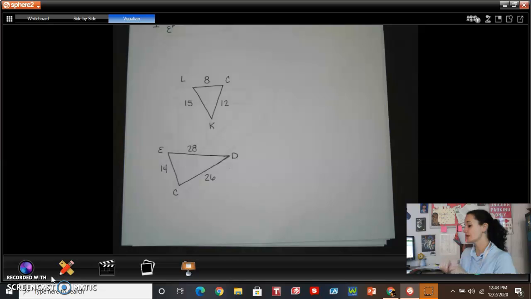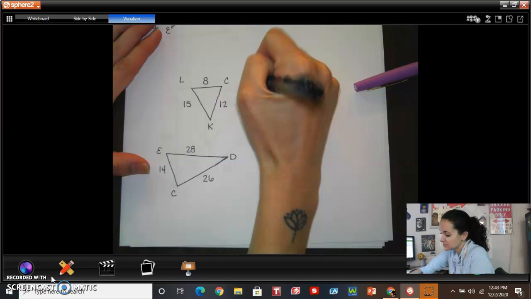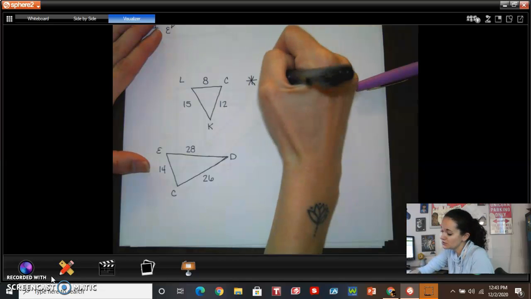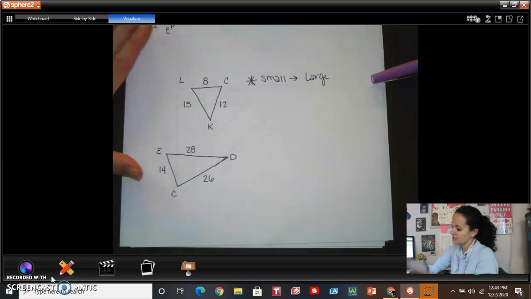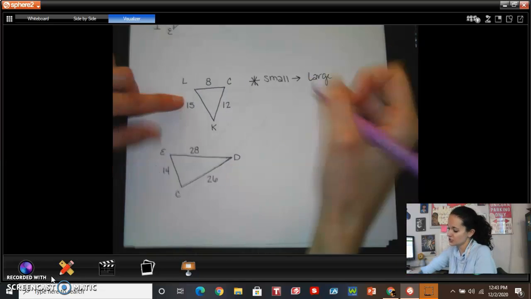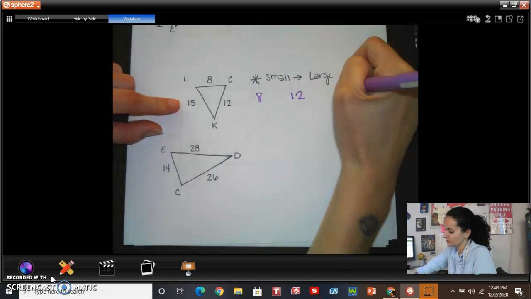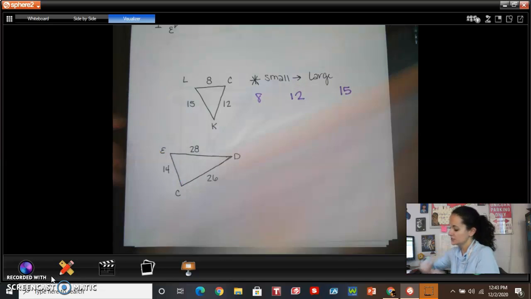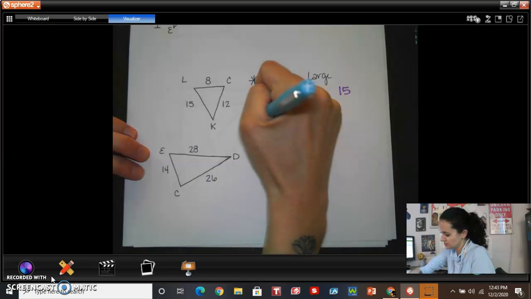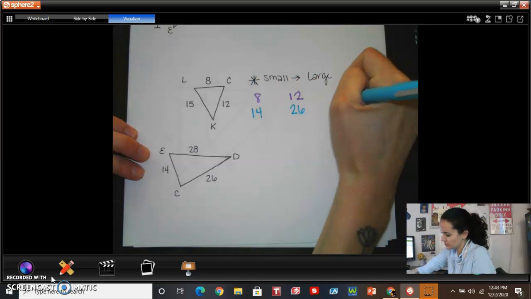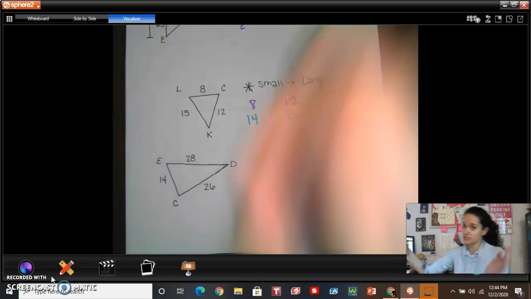So we have triangle LCK, and remember, a hint that I like to do is list my sides from small to large. If we're looking at this triangle here, from small to large, we have 8, 12, and 15. And then this triangle here, EDC, we have 14, 26, and 28. We want to see if their fractions are equal, which means they would be proportional.